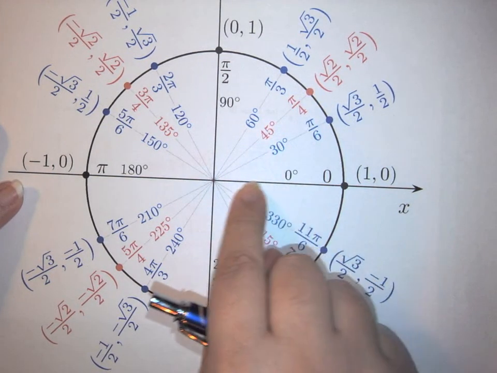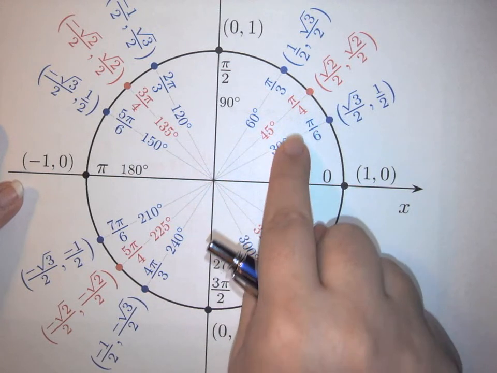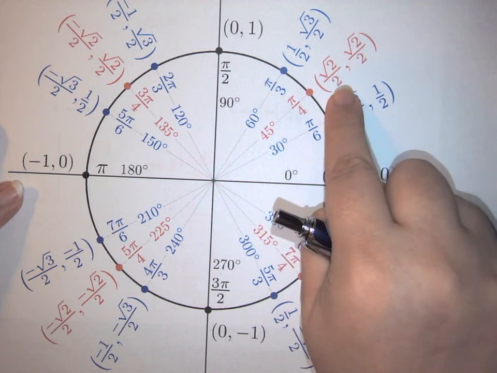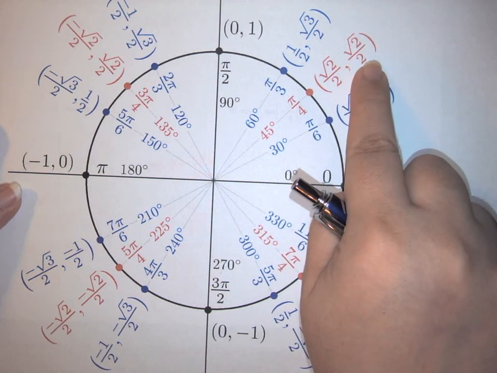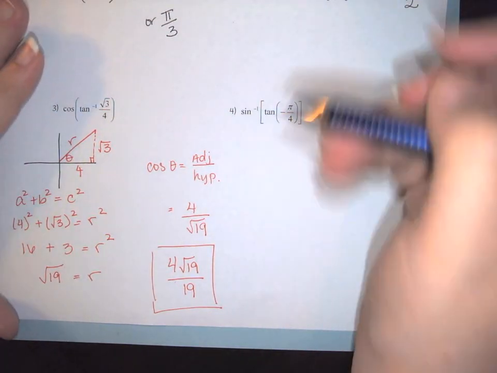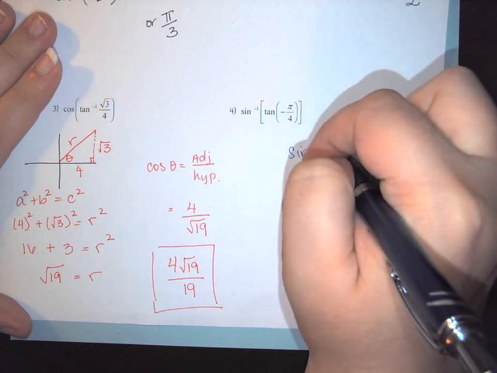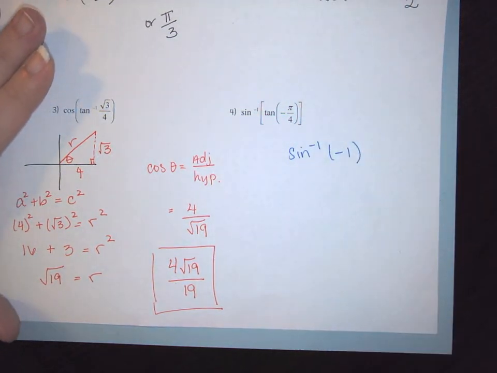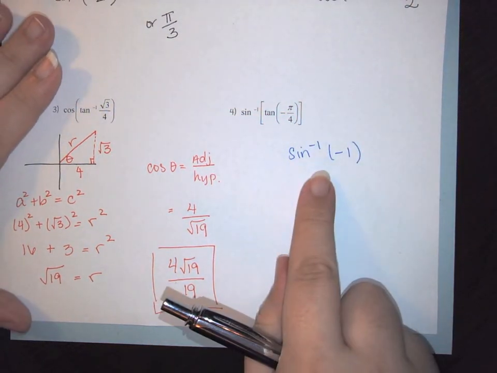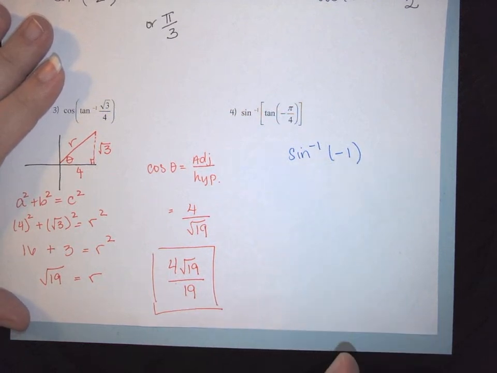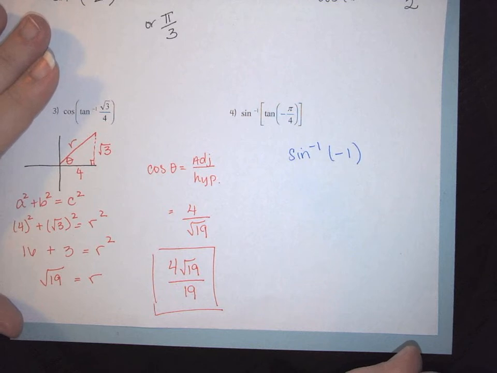And so here what you would notice is that my x and my y value are going to be exactly the same. So when you have square root 2 over 2 divided by square root 2 over 2, you get 1 as a result. So here, this is going to end up being the sine inverse of negative 1. And so here, again, we have to remember when we're talking about the inverse sine, we are talking about negative pi over 2 up to pi over 2 in terms of the range.